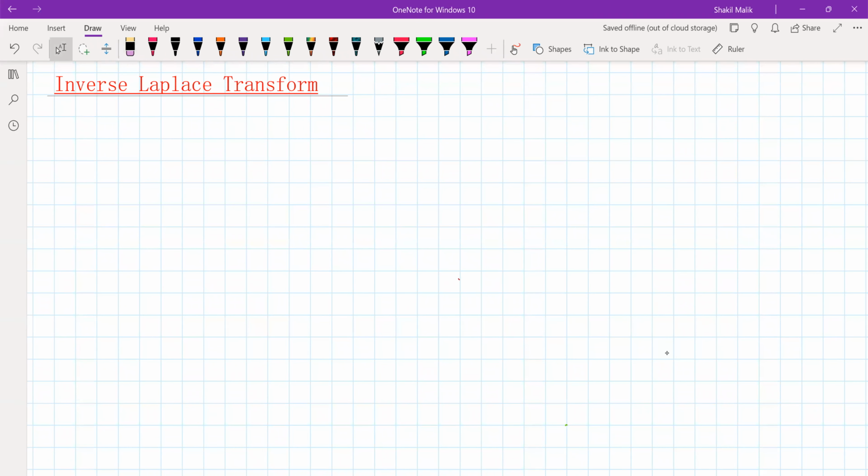Welcome. In this session, we learn how to evaluate the inverse Laplace transform of a function X(s). So if X(s) is given, how do we take the inverse Laplace transform of this X(s)? In other words, our goal is to find x(t) from this X(s). Means X(s) is given. How do we find the time domain expression from this X(s)?